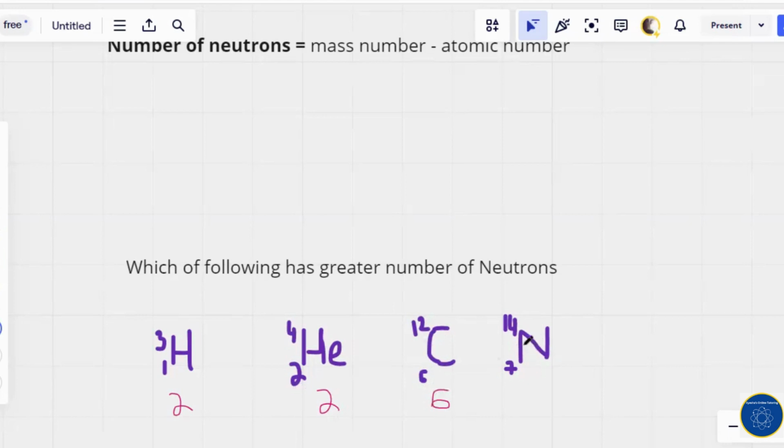About nitrogen: it has the mass number 14. Its atomic number is 7. So 14 minus 7 is 7. So which of the following has the greater number of neutrons? You can easily see nitrogen has the greater number of neutrons.